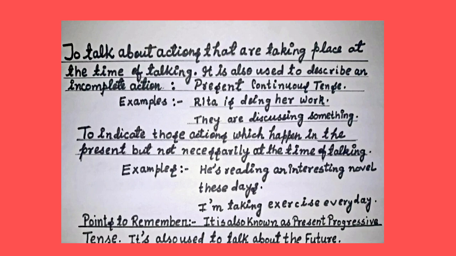I repeat, in present continuous tense, you have to use the helping verbs is, am, or are depending on the subject, and you have to use the ing form of verb. Some points to remember in present continuous tense is that it is also known as present progressive tense, and the most important factor is that present continuous tense can also be used to talk about the future. This part, which talks about the future, we will discuss in detail in the upcoming videos.